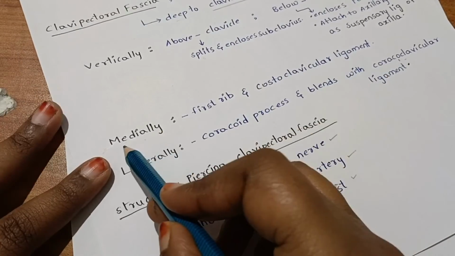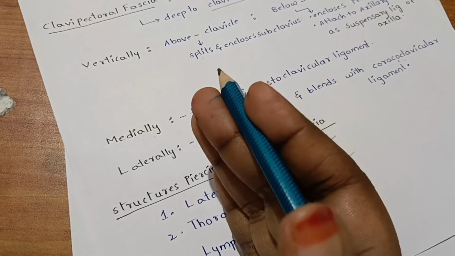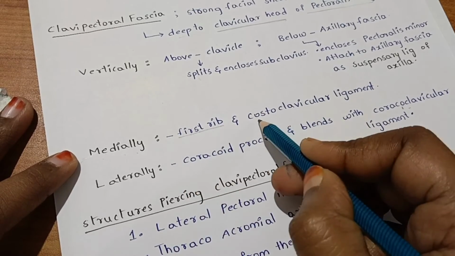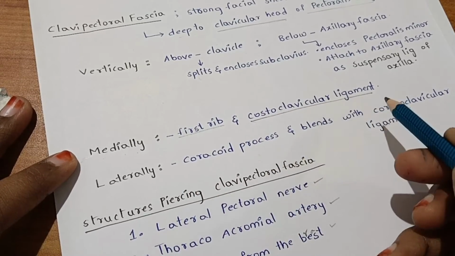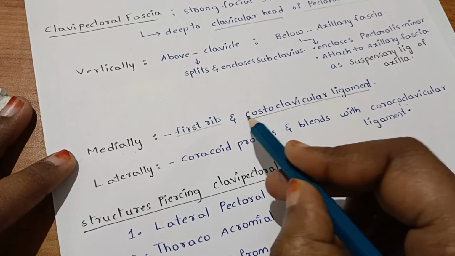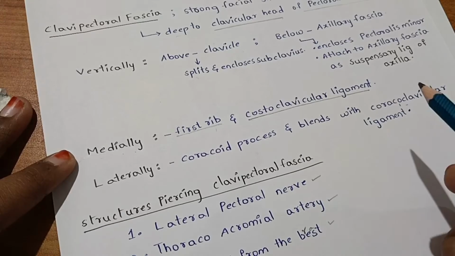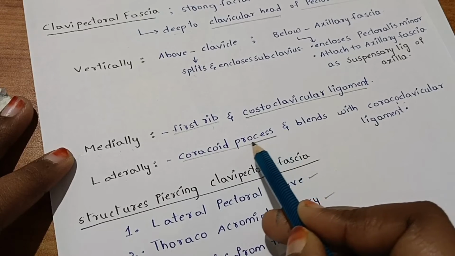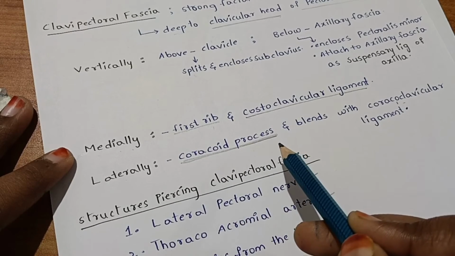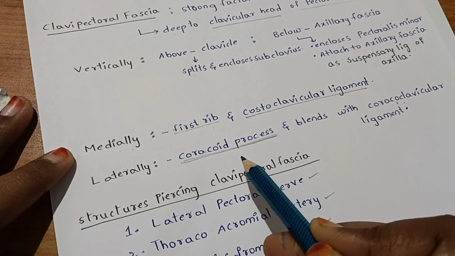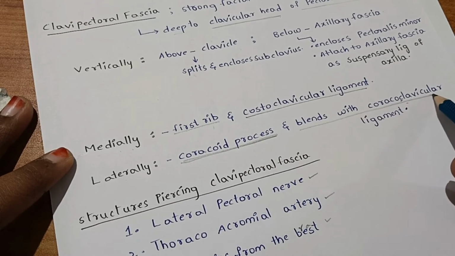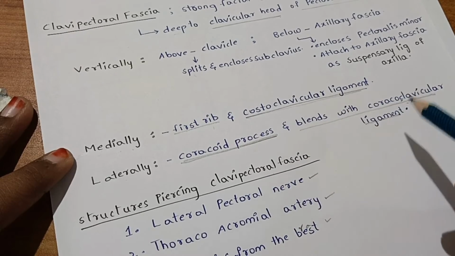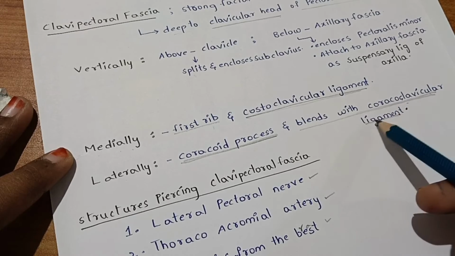And it is extended medially, related to the ribs. It is extended medially up to the first rib and attached to the costoclavicular ligament and blends with it. Laterally, it is attached to the coracoid process, which I explained in the scapula video, and blends with the coracoclavicular ligament. Medially, it blends with the costoclavicular ligament; laterally, with the coracoclavicular ligament.